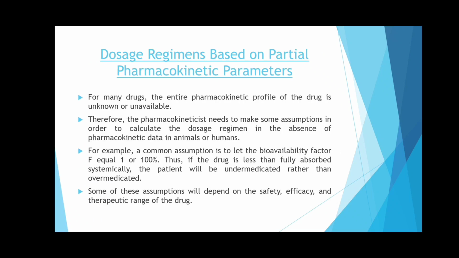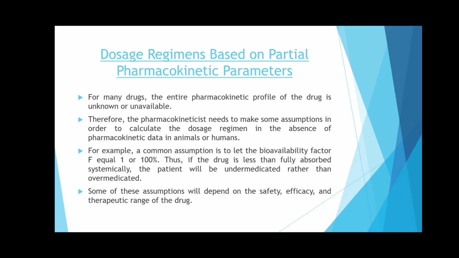Next is dosage regimen based on partial pharmacokinetic parameters. It means here the literature is not well established in this case. For many drugs, the entire pharmacokinetic profile of a drug is unknown or unavailable. Therefore, the pharmacokineticist needs to make some assumptions in order to calculate the dosage regimen in the absence of pharmacokinetic data in animals or humans.